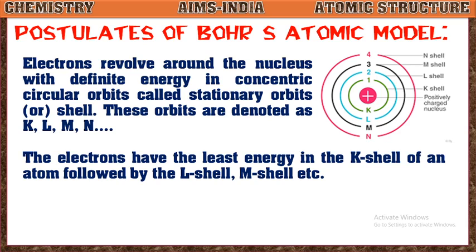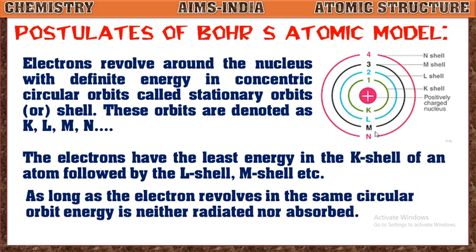The electrons have the least energy in the K shell of an atom, followed by the L shell and M shell and so on. So the shell which is nearest to the nucleus has the lowest energy, and the orbit which is further from the nucleus has higher energy. As long as the electron revolves in the same circular orbit, energy is neither radiated nor absorbed by the electron. That means until an electron revolves in the same orbit, its energy will be constant. That is why these orbits are called stationary orbits.